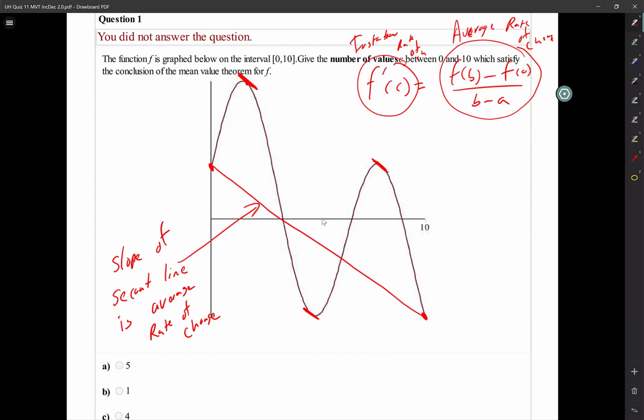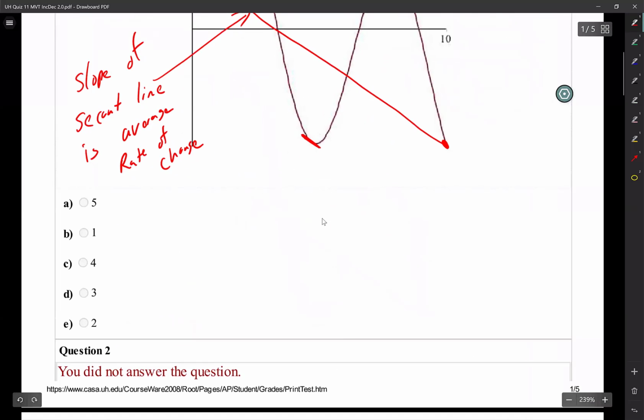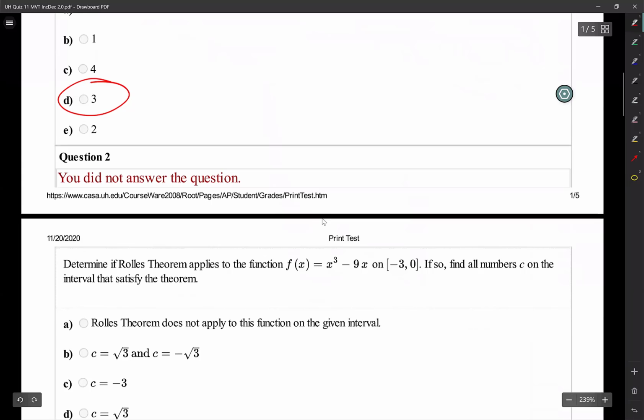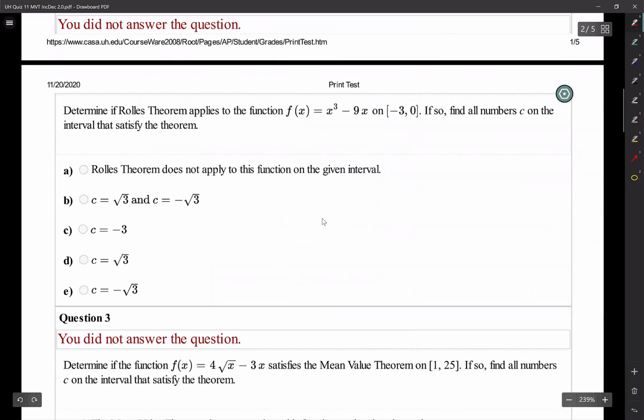How many times does this happen? 3. So for the number 3, it always zooms in like that. And there it is. See, it's about concepts, guys. Understanding the concept. All right, relax. Rolle's theorem is a special case.